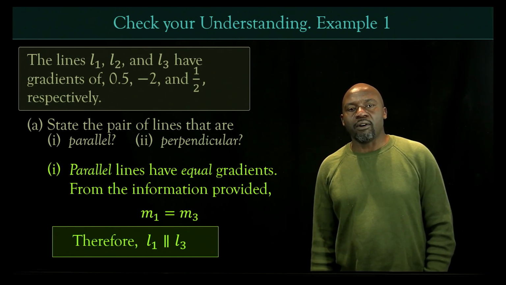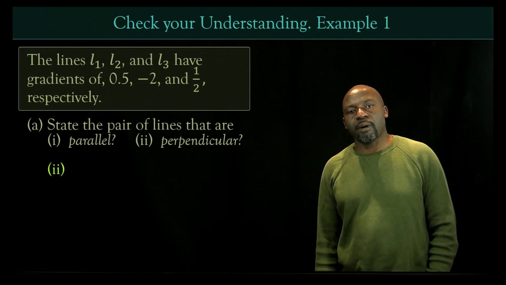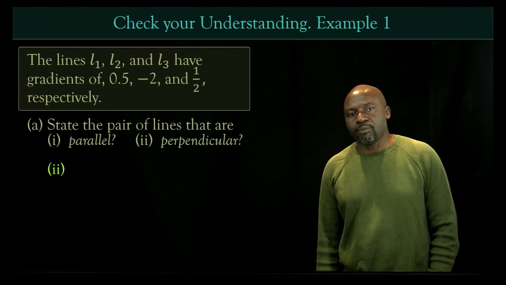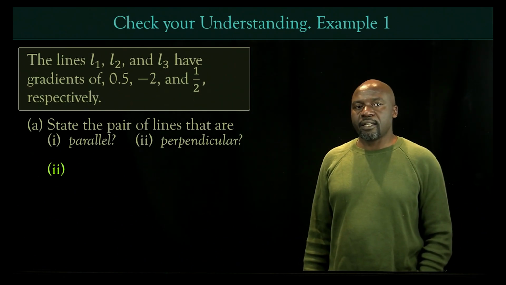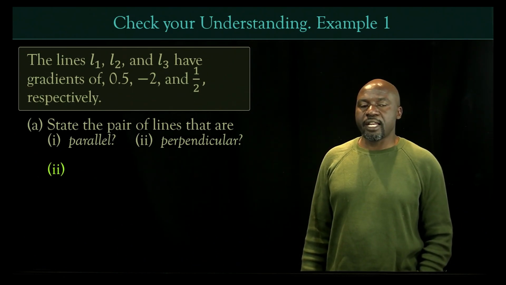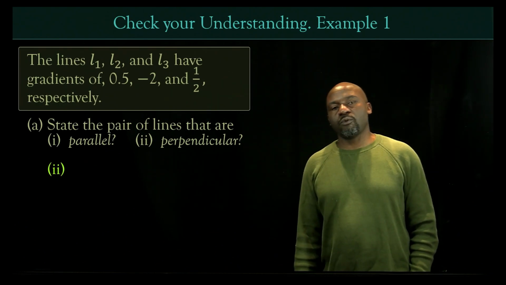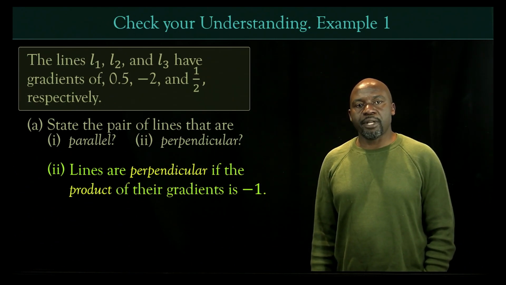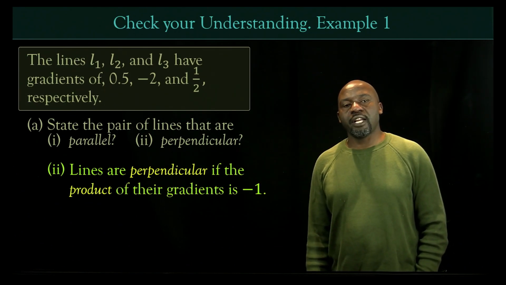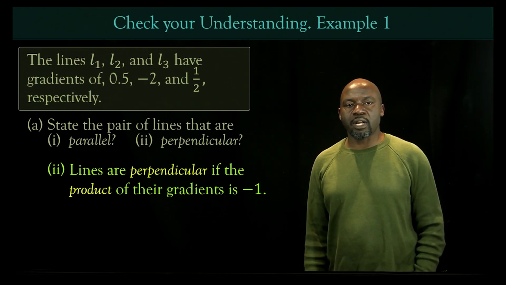Now, if two lines are perpendicular, then the product of their gradients must be equal to -1, or the gradient of one is the negative reciprocal of the gradient of the other. If you've done so, you should be able to see that we have two choices here. So first, lines are perpendicular if the product of their gradients is -1, or if one is the negative reciprocal of the other, talking about gradients.